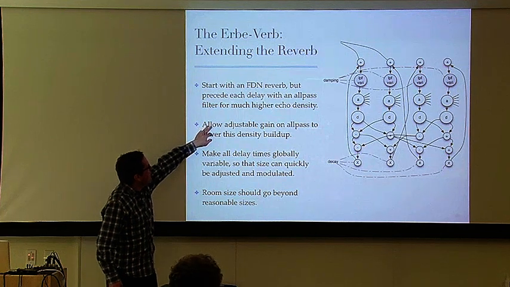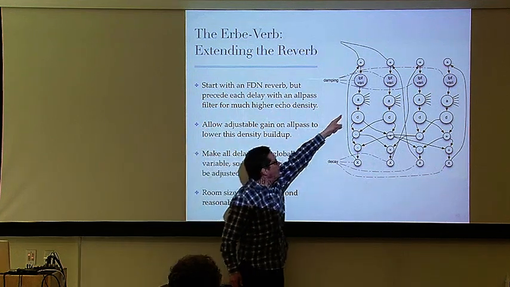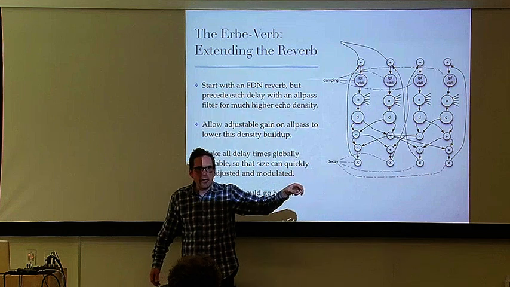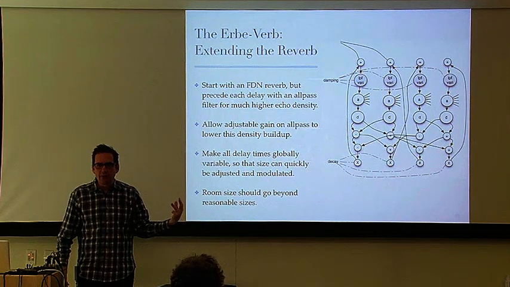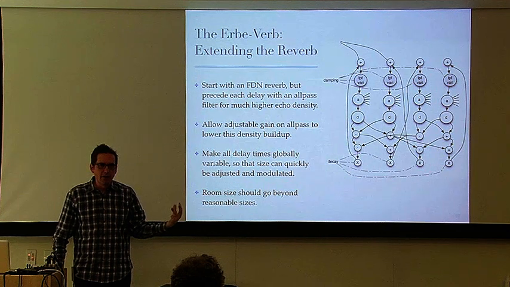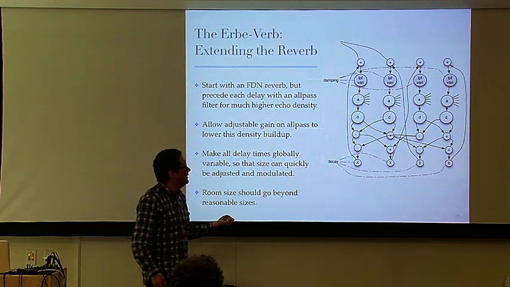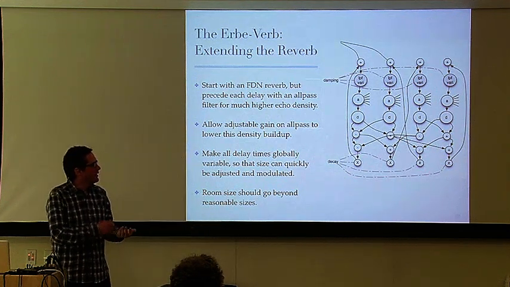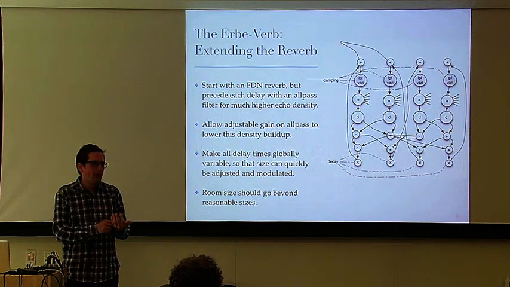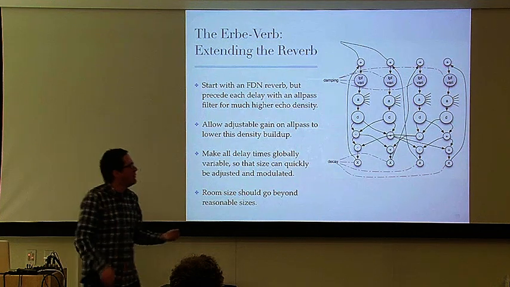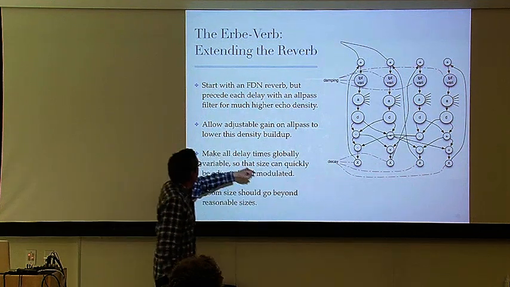So I put an adjustable gain on the all-pass filters, so I could actually take them out of the network. And why do you want that? Well, sometimes you do want things to sound like a multi-tap delay line. Often you want a quick percussive hit to sound like a rattle. You know, other times you do want it to sound like a room. So I wanted that adjustability in there.